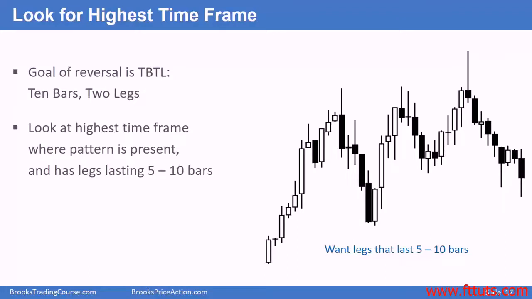In general, if I see any kind of a reversal, I look at the highest time frame where the pattern is present. So if there's, let's say, a wedge top on the 5-minute chart, I'll look at the 15-minute chart or 60-minute chart to see if there's also a clear wedge. Then, if I'm looking for a correction, 10 bars, 2 legs, I expect the 10 bars to be on the highest time frame chart. So if the 5-minute chart has a wedge and it takes place over 100 bars, and there's also a wedge on the 60-minute chart, and each leg is 5 to 10 bars, then I look for a 10-bar correction on the 60-minute chart, so a day or two of a correction.